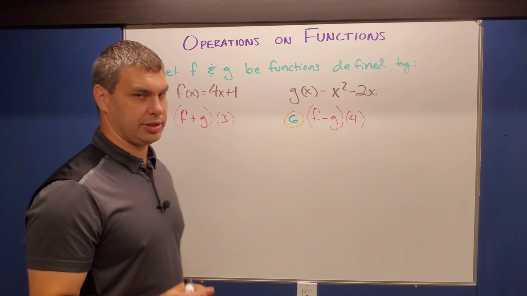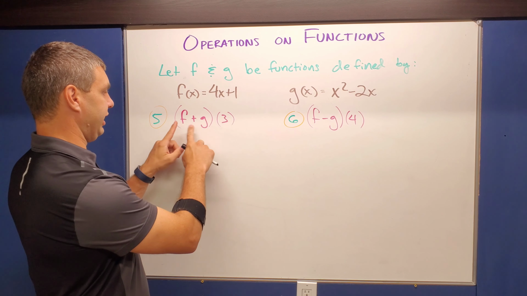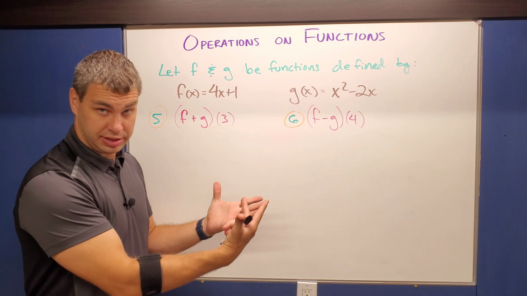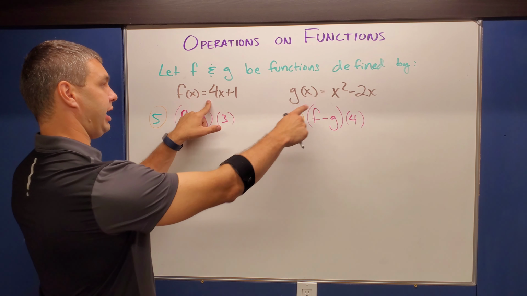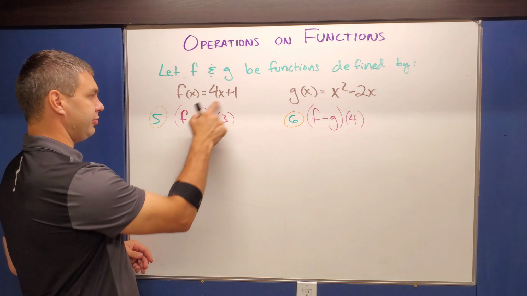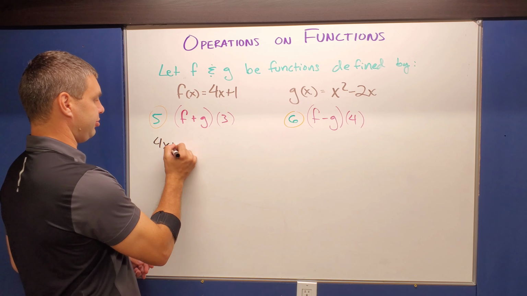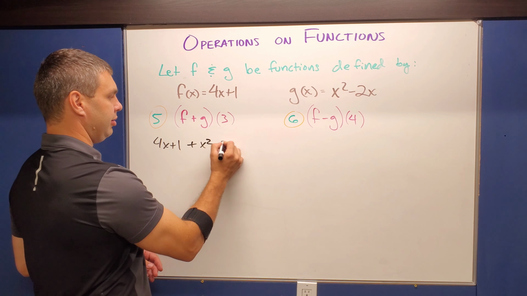All right, the last few problems that we're going to do are going to combine what we've already done with today's lesson. That's where we do f plus g times a number instead of an x. In this case, it's going to be a 3. So I have a new f and a new g function. We could put this together the same way. Take our f, which is 4x plus 1, plus the g, which is x squared minus 2x.